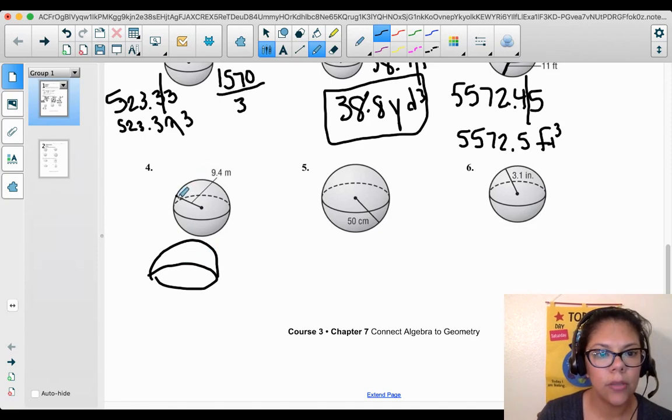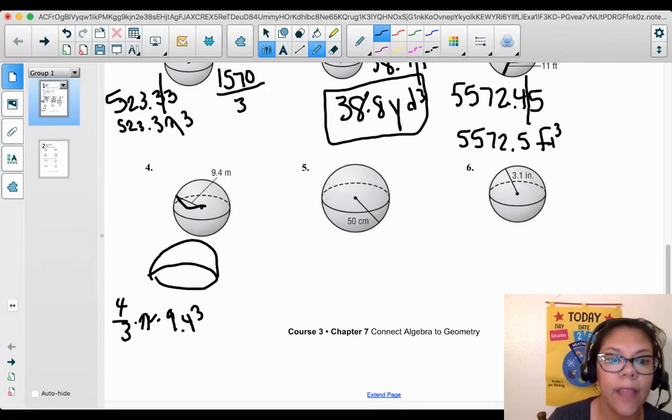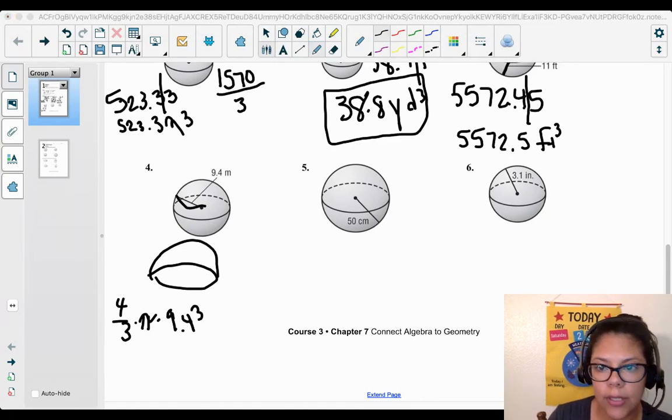We still need the radius, which is 9.4. So that's going to be 4/3 times pi times 9.4 to the third power. Okay. And then after we're done with all of that, we're going to divide by 2, at the very end. So everything's the same. So 9.4 times 9.4 times 9.4.